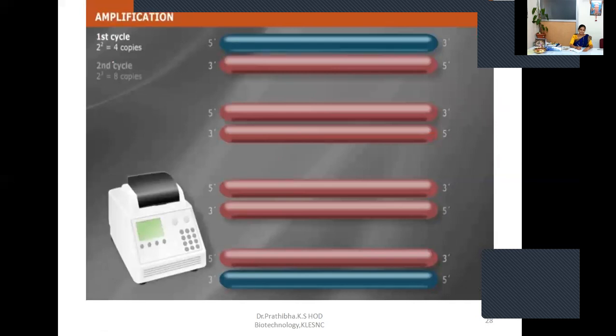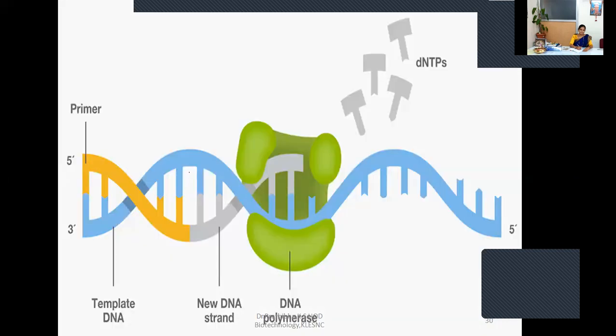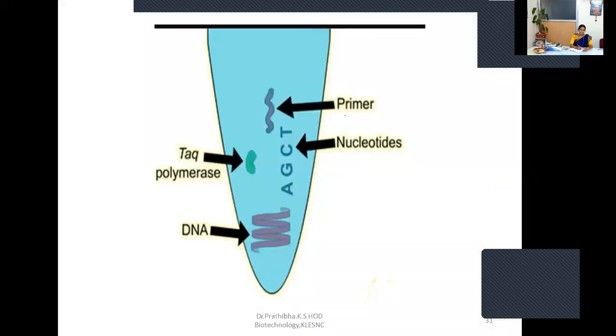Then amplification: in the first cycle you are going to get 4 copies, second cycle 8 copies, third cycle 16 copies, fourth cycle 32 copies. At the 30th cycle, you are going to get 2 billion copies of the sample. If you consider this as the DNA, you can see the DNA here, and this is the primer which is attached, and this is the Taq DNA polymerase enzyme, which keeps on adding the individual nucleotides according to the template DNA molecule. So in the reaction mixture, you need primer, Taq DNA polymerase, nucleotides, and DNA.